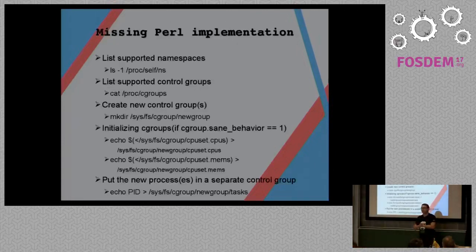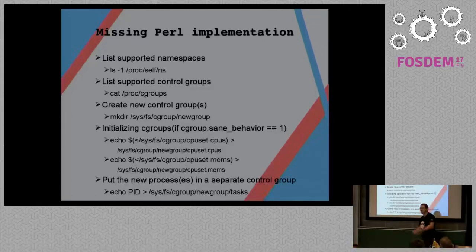Now, what we had missing in Perl. First, a list of supported namespaces. I'm adding this in the next release of Linux::Unshare. I'm not sure if I should put it there or create a new module, but listing all the namespaces that you currently support.